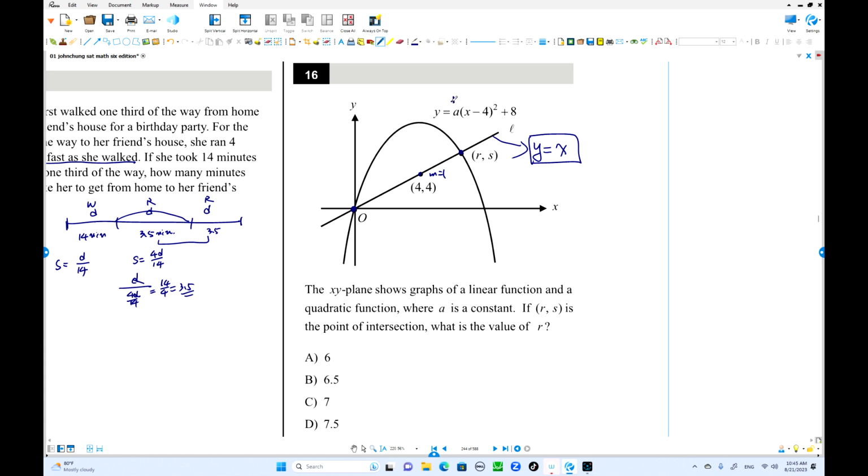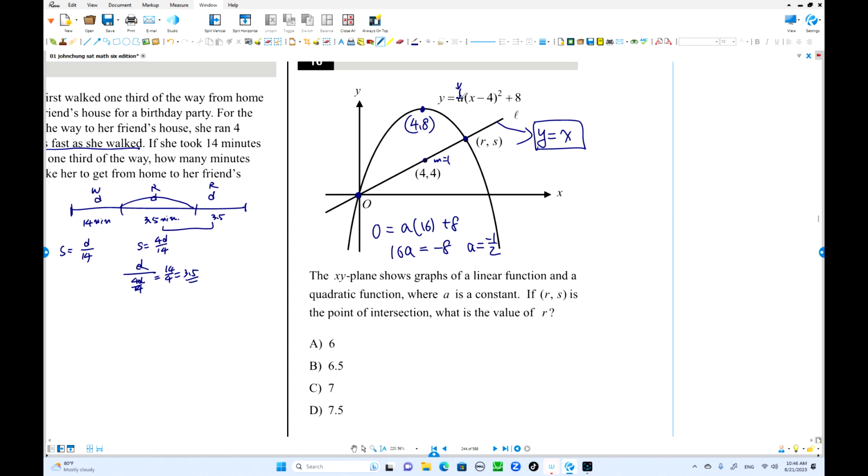But we are still in the quadratic. We need to determine the value of a. Okay, so this point is no use. This is 0.8. This is not useful, right? So we want to use 0 over here. So when x equals 0, y equals 0. Then 0 minus 4 squared is 16, and plus 8. This is 16, so a equals what? Negative 8. A equals negative 8 over 16, negative 1 over 2.